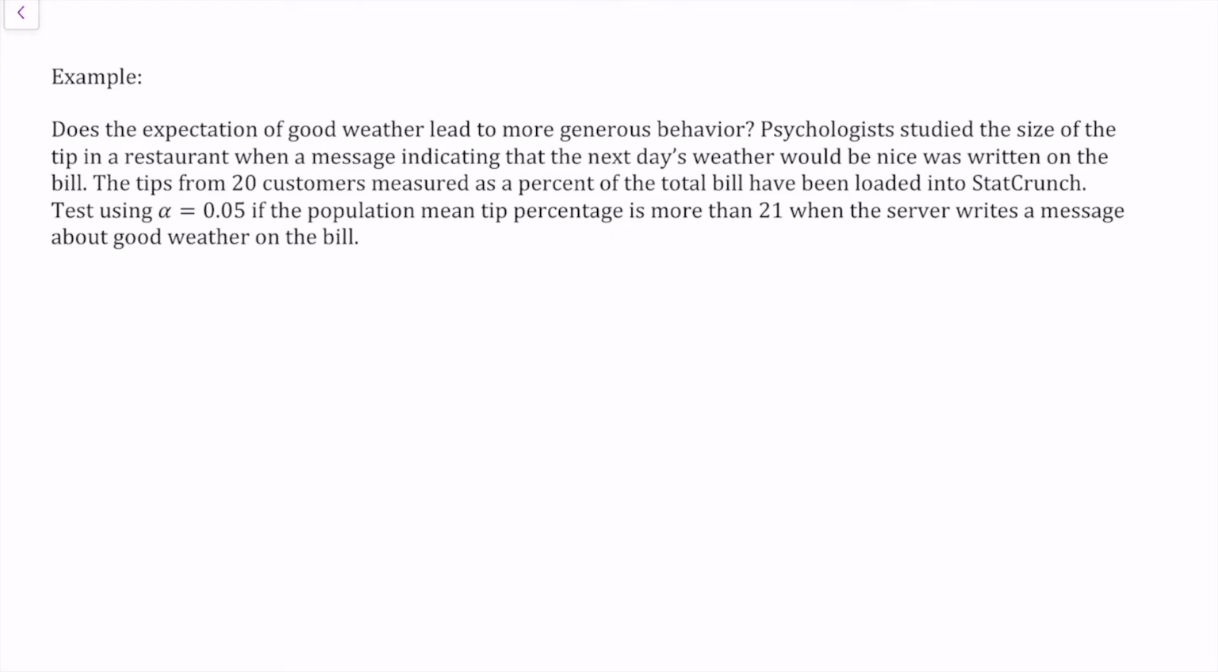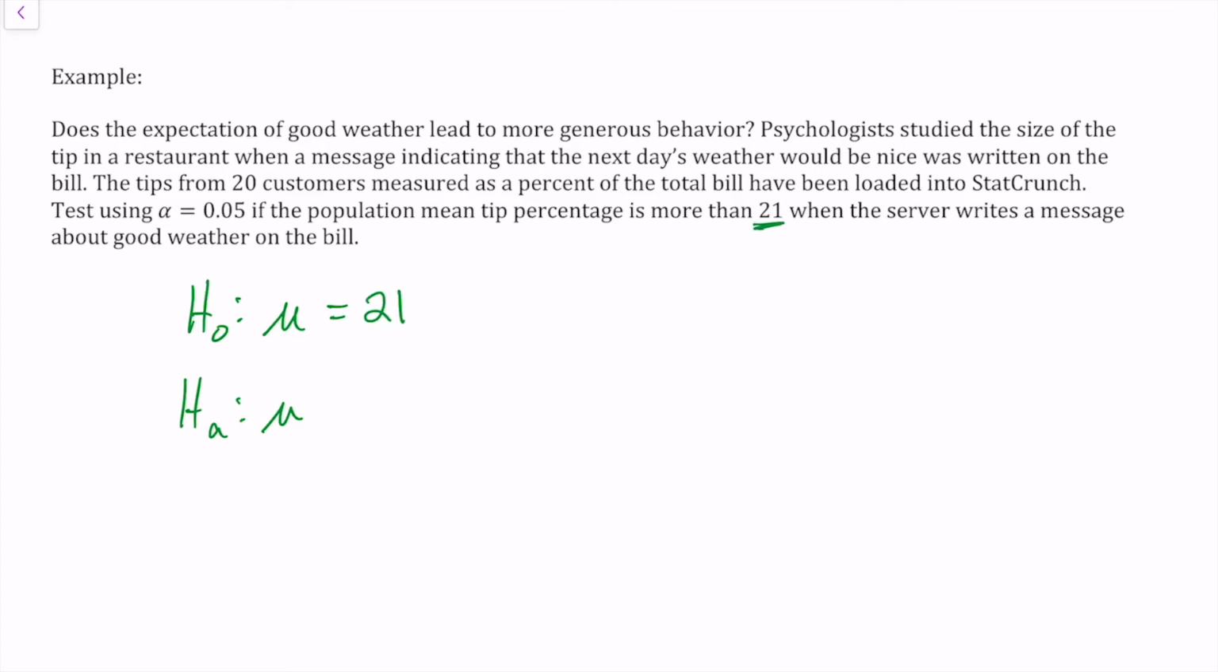First step, let's write our hypotheses, the null versus the alternative. Since we're talking about population means, mu is the parameter of choice, and the null hypothesis will be that the mean equals 21%.